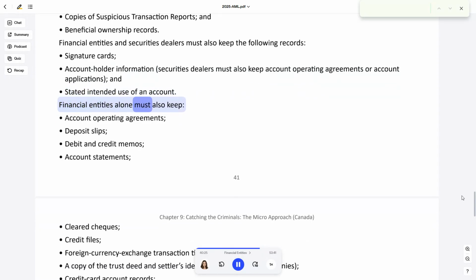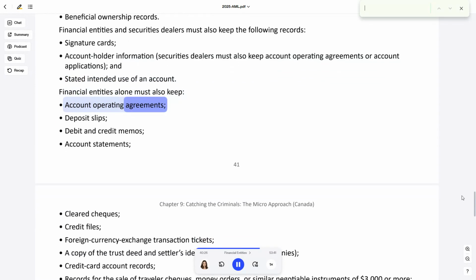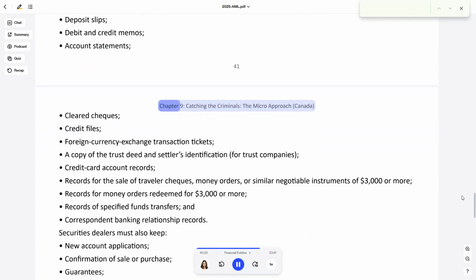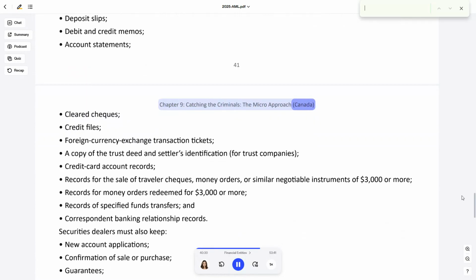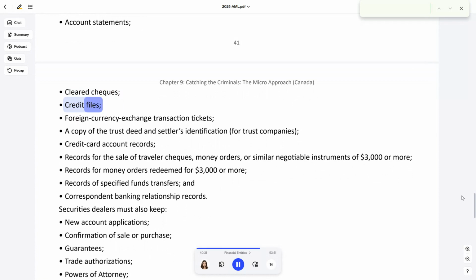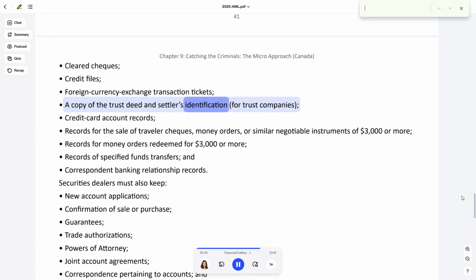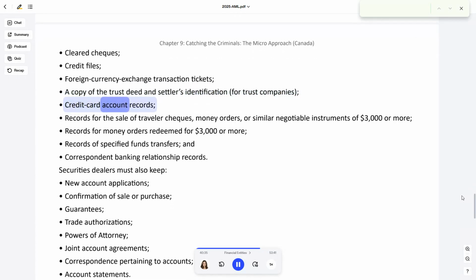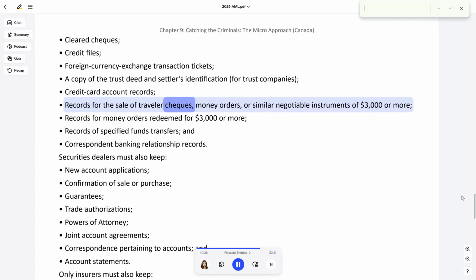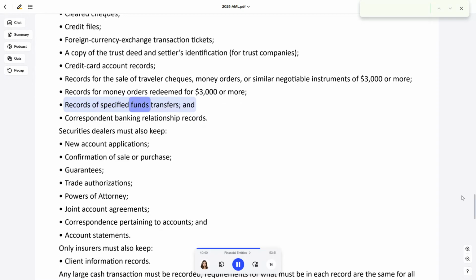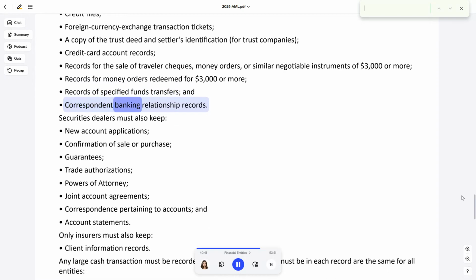Financial entities alone must also keep account operating agreements, deposit slips, debit and credit memos, account statements. Cleared checks, credit files, foreign currency exchange transaction tickets, a copy of the trust deed and settlor's identification for trust companies, credit card account records, records for the sale of traveler's checks, money orders, or similar negotiable instruments of $3,000 or more, records for money orders redeemed for $3,000 or more, records of specified funds transfers and correspondent banking relationship records.